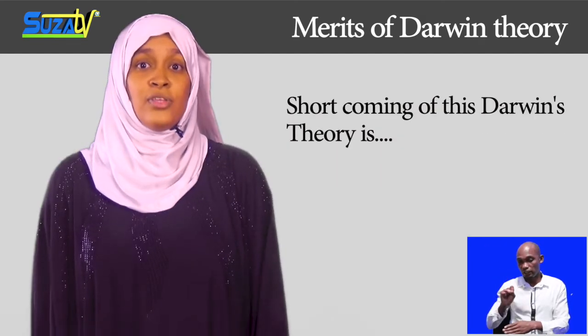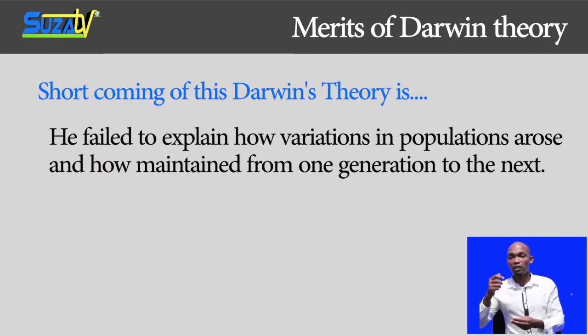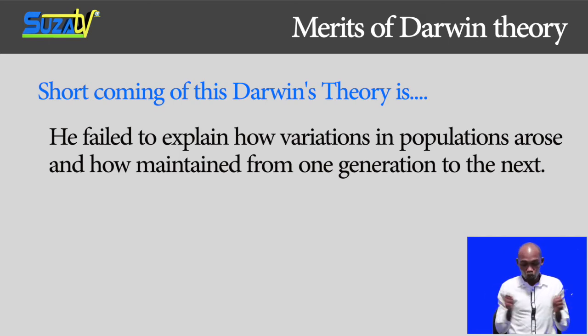The shortcoming of this Darwin theory is he failed to explain how variations in populations arose and how they were maintained from one generation to the next.